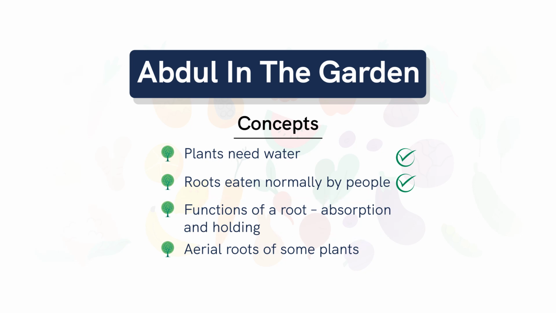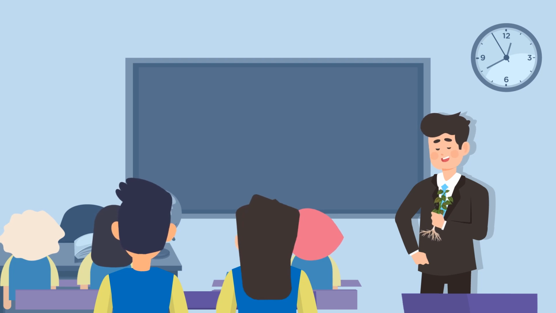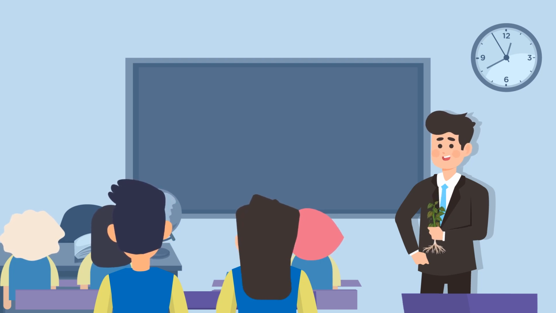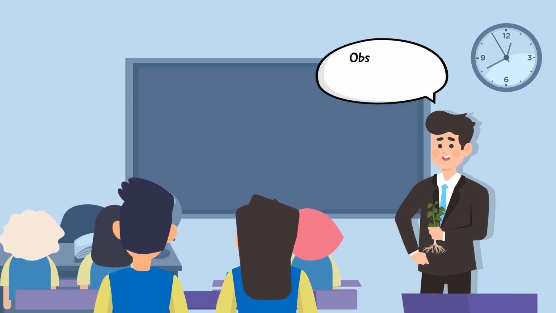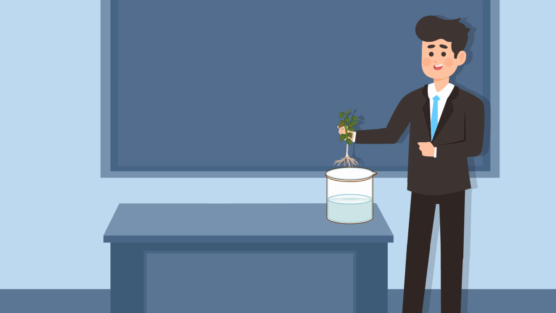In line with the discussion conducted in the previous session related to the concept of function of roots, we are going to conduct an activity now. Take the wilted weed with its root intact, as pulled out by the students, and ask the students to observe the roots of those weeds carefully. Then, take a bowl of water and dip the roots of those weeds into it until it's fresh again.